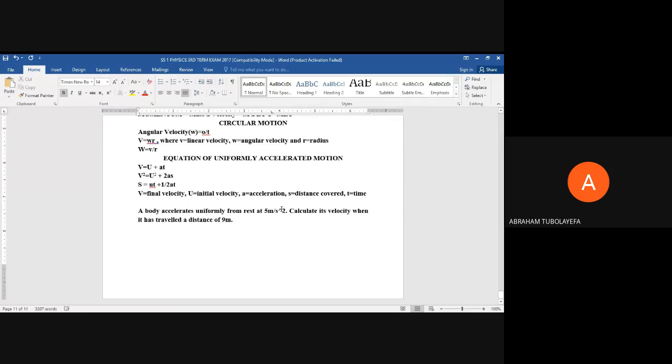So which of these do you think you can use here? Which of the equations of motion are you going to use from what you are given? Is it the first, the second, or the third one? The second: V square equals U square plus 2AS. Because in the question, you are given acceleration and distance, right? And you are told the body starts from rest. That means the U is 0.